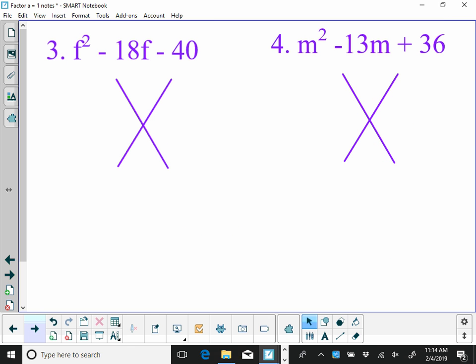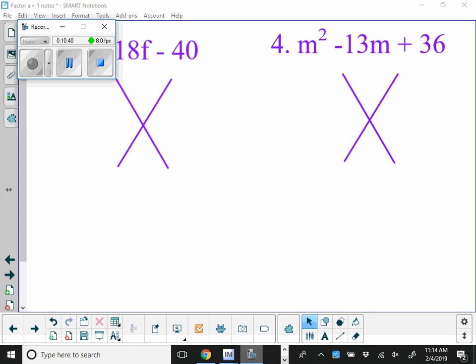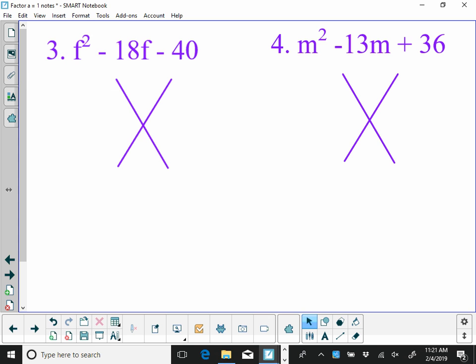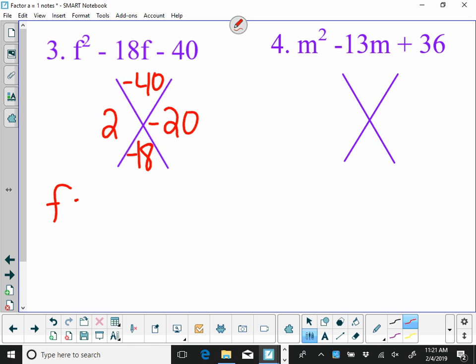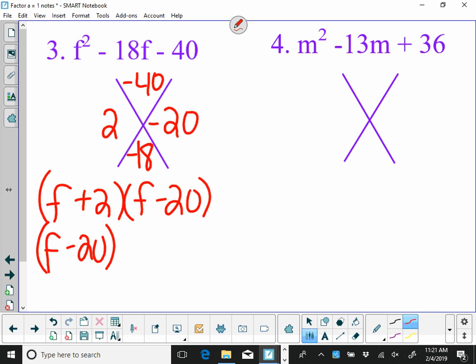All right, so the next two, I've already got the X's drawn for you, so go ahead and try those. Okay, what went in the top of your X here? Negative 40 and the bottom was negative 18. All right, what's on two sides? 2 and negative 20. Okay, so again, y'all, it doesn't matter if your order is the same as mine. You could have it as F minus 20 first, and then F plus 2, but you have to make sure that you have the signs the exact same as I do.